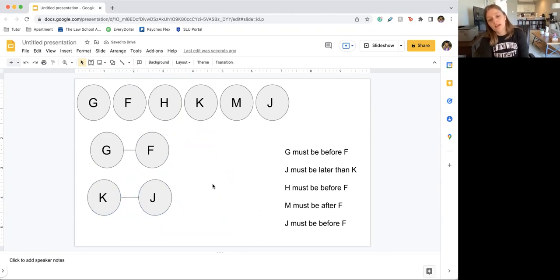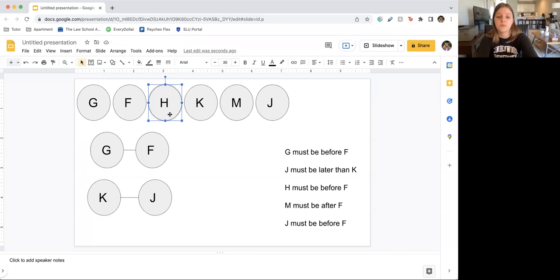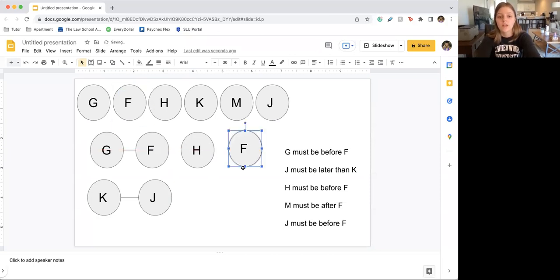Our next rule says H must be before F. So I'm going to look at it as a singular rule, and then we'll show how to combine them together. So if H is before F, it means that H is going to come before F. Doesn't mean it has to come immediately before F, but it could if it wanted to. And so we're going to chain them up again. One chain there, one chain there.